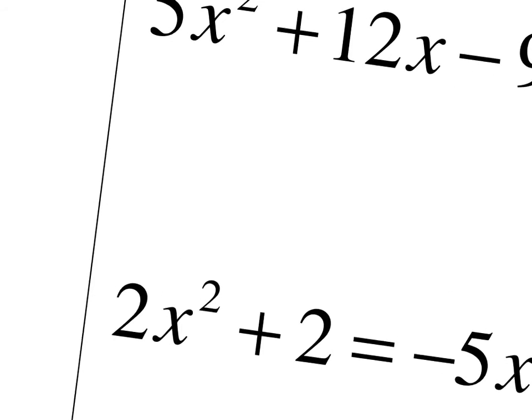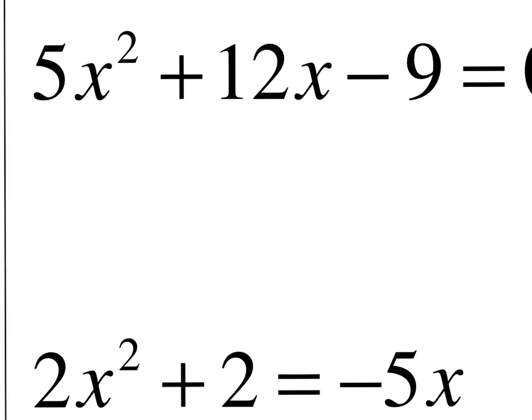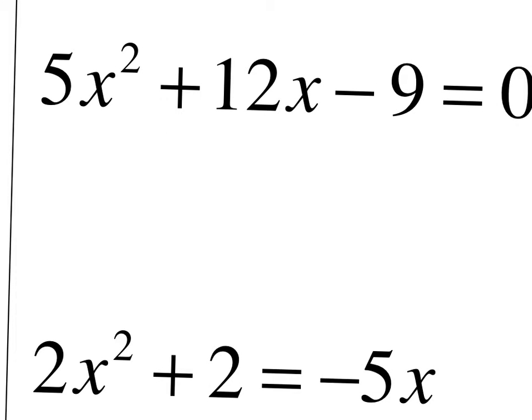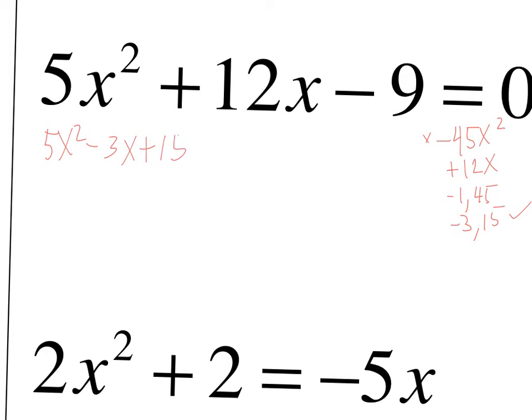Now we've got to do some solving by factoring. I'm going to start exactly the same way. But this time I'm going to keep the equation equal to 0 at each step. Okay, so we're looking for things that multiply to negative 45x squared and add up to negative 12x. So that's times and that's plus. All right. Things that multiply to negative 45x squared, negative 1, positive 45. Nope. Negative 2, no, negative 3, positive 15. We have a winner. So we got 5x squared minus 3x plus 15x minus 9 is equal to 0.